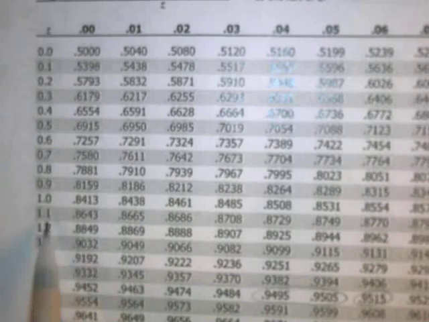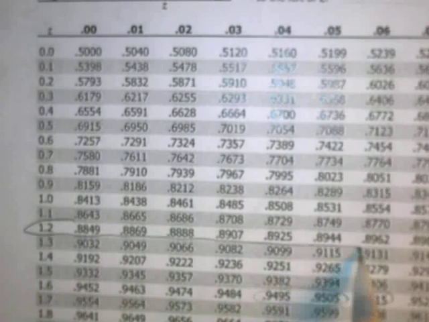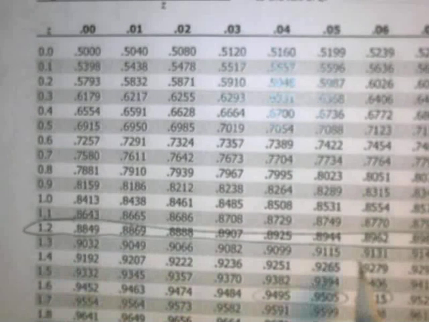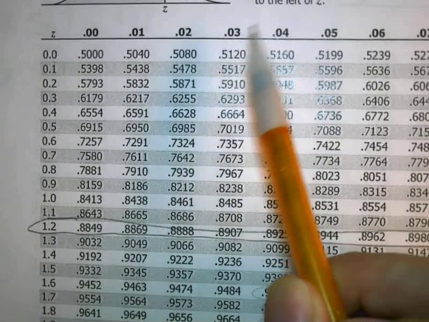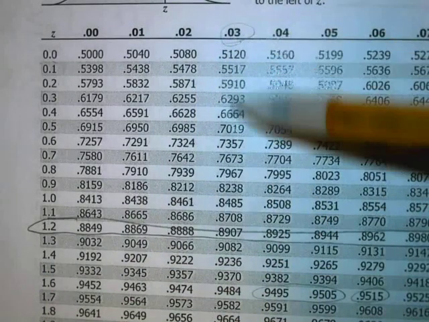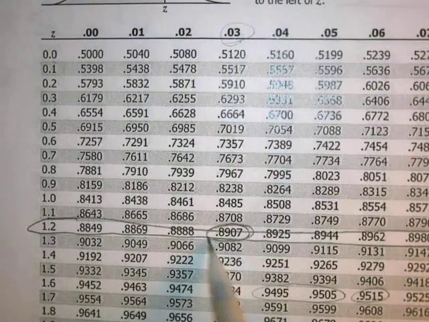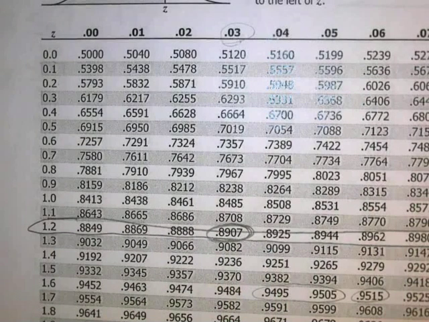So I am looking at the row of 1.2, and here are all of the digits that are 1.2 something in my table. I want to find 1.2, and then I'm going to go here and find the 3. I'm going to follow that down, and I find 0.8907.